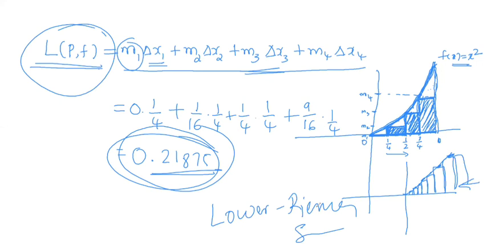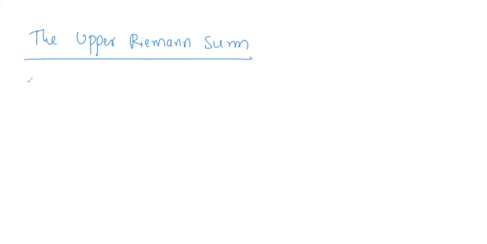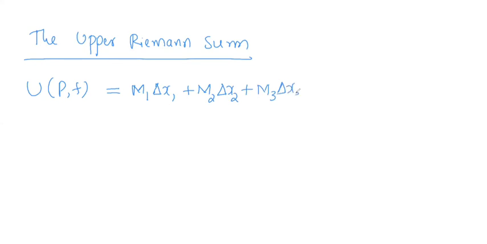So how have we defined the upper Riemann sum? Consider the upper Riemann sum. How have we defined it here? It is capital M1 into delta x1, capital M2 into delta x2, capital M3 into delta x3 plus capital M4 into delta x4. Right. So we shall see it graphically.